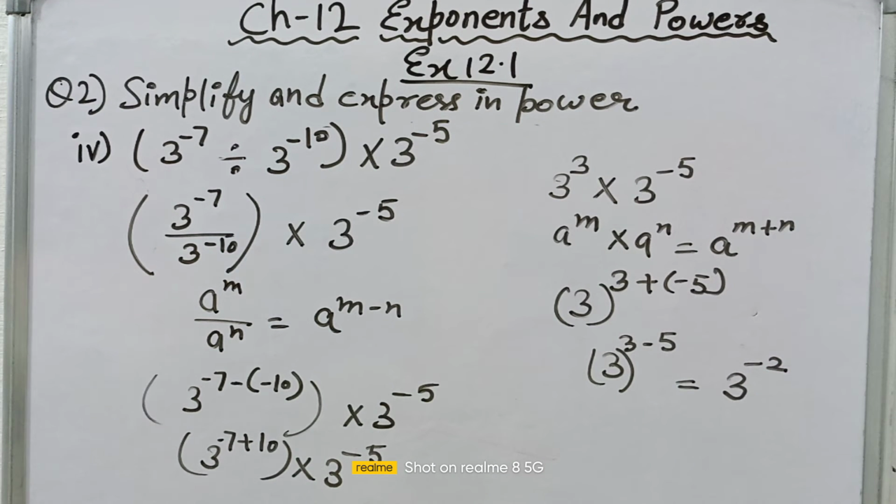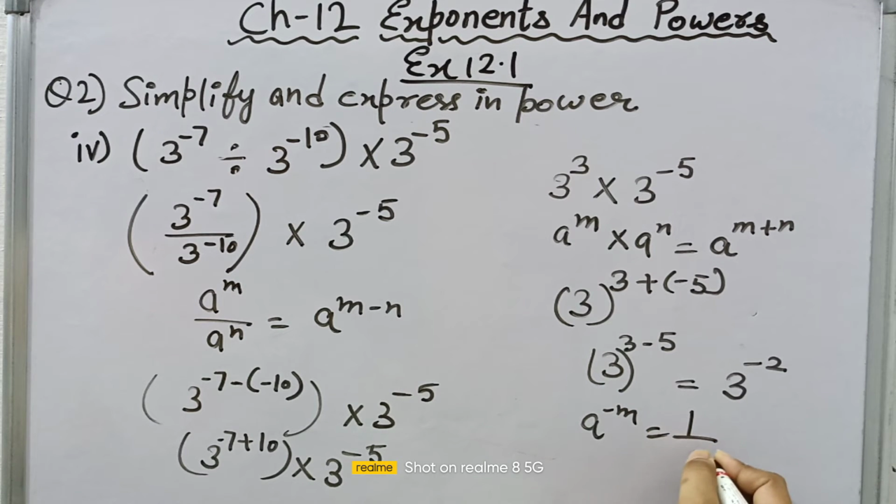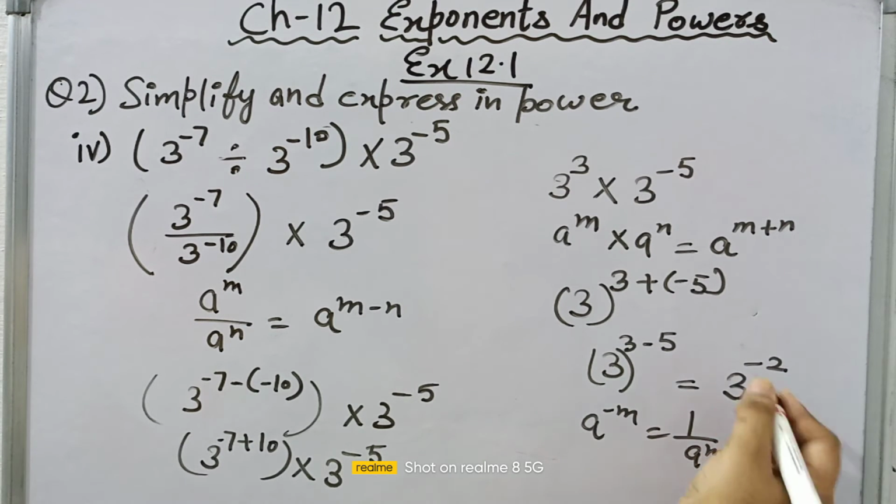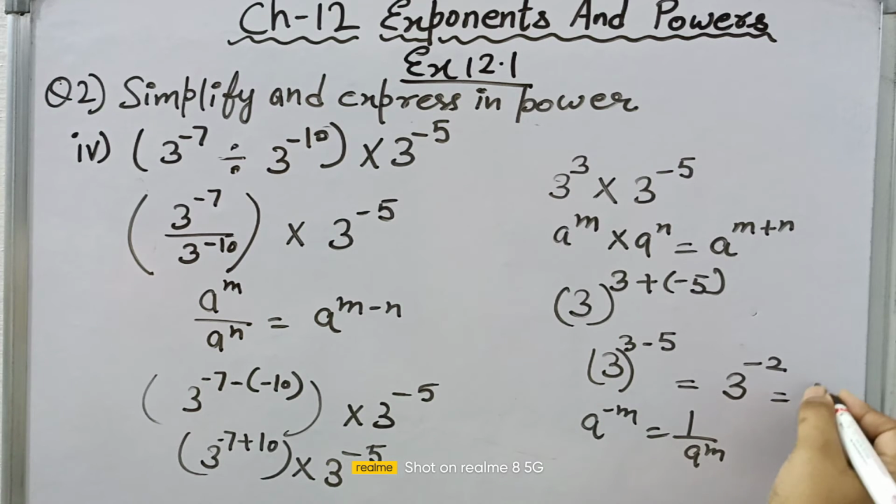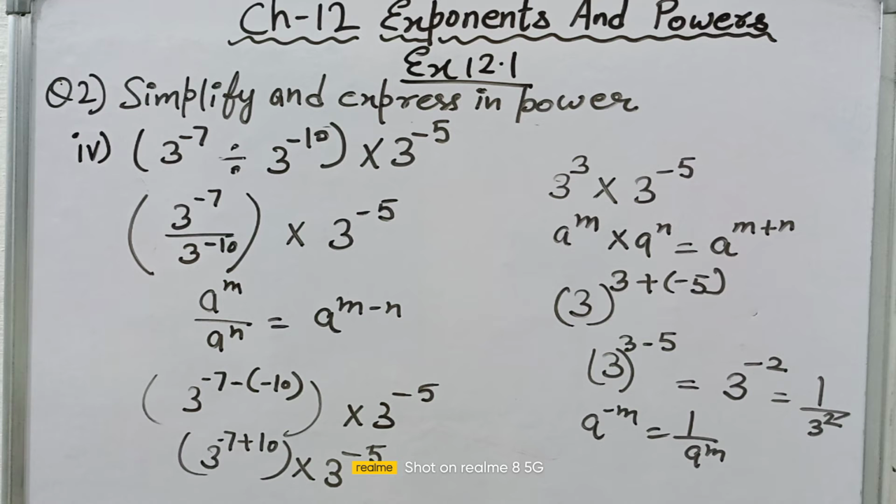Now we have to give answer in positive exponent. So we will convert this into positive exponent. We know a raised to the power minus m is equal to 1 upon a raised to the power m. So we will write this 1 upon 3 raised to the power 2. This will be our answer. In the same way, you have to simplify and apply different laws of exponents in other 3 parts. So other 3 parts are your homework.